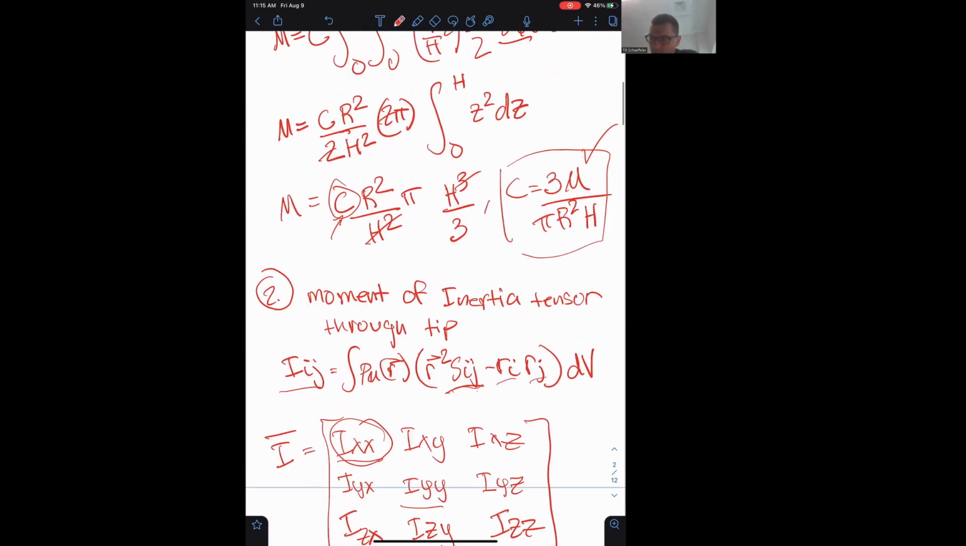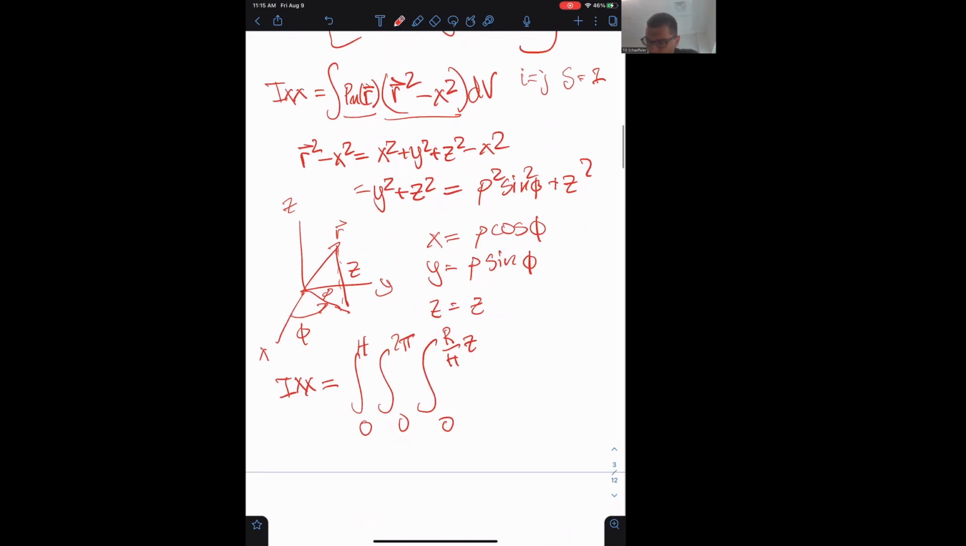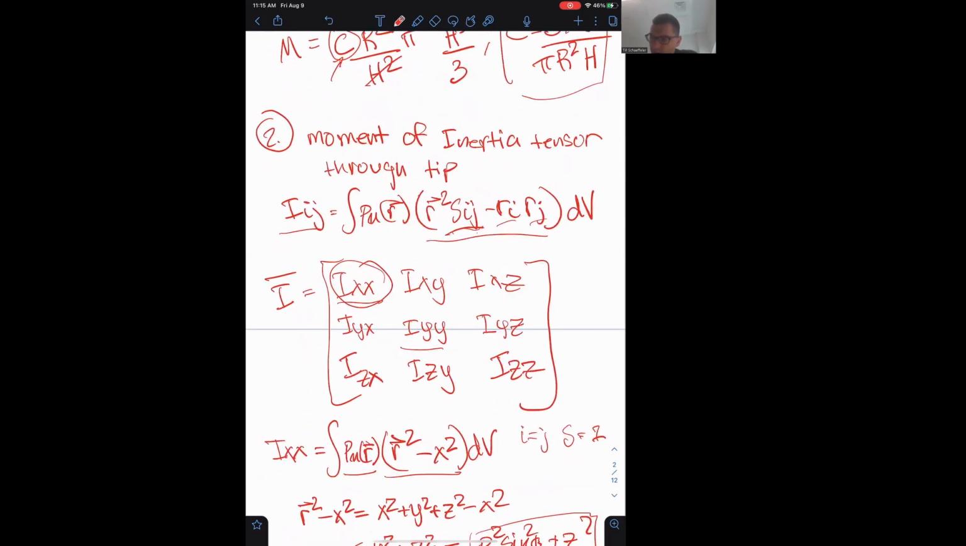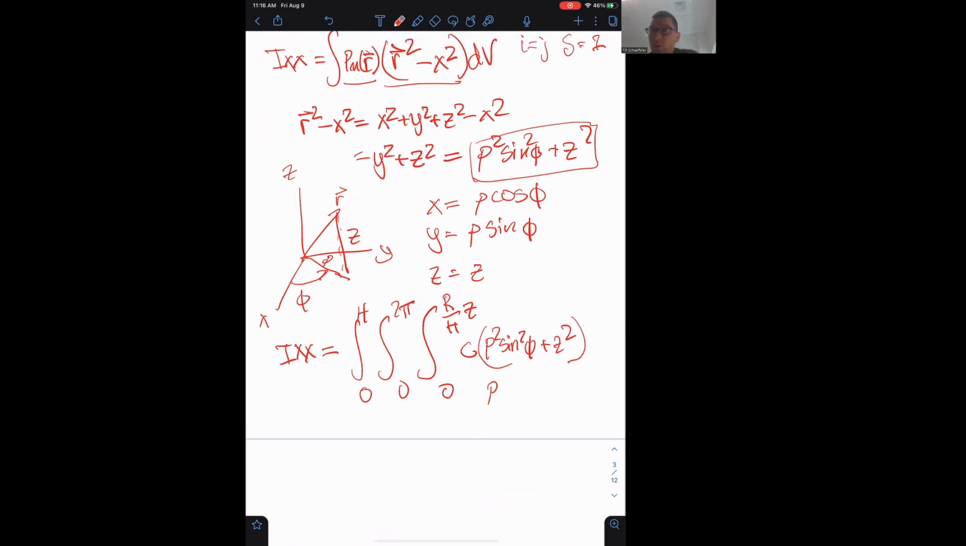And then what we're left with inside of the integral is the c. Then we have this thing here from the formula for the moment of inertia tensor. So we have rho squared sine squared phi plus z squared times the volume element again, which is rho d rho d phi dz. Okay. Just checking everything is correct up to this point. Yeah, looks good.